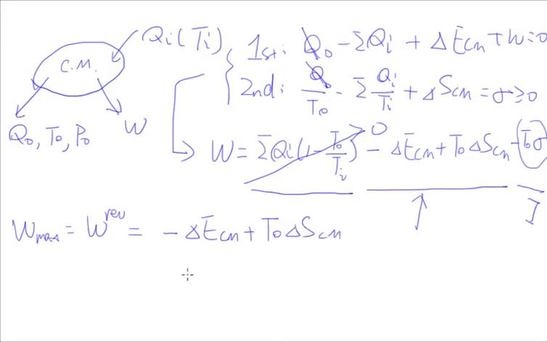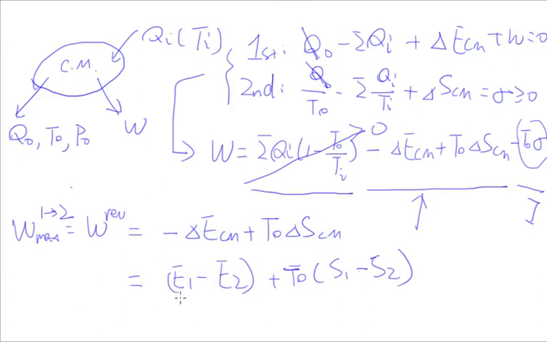And if you write them in terms of initial and final state, suppose it goes from state 1 to state 2, that's going to be E1 minus E2 plus T0 times S1 minus S2. So it's a function of the initial and final state.